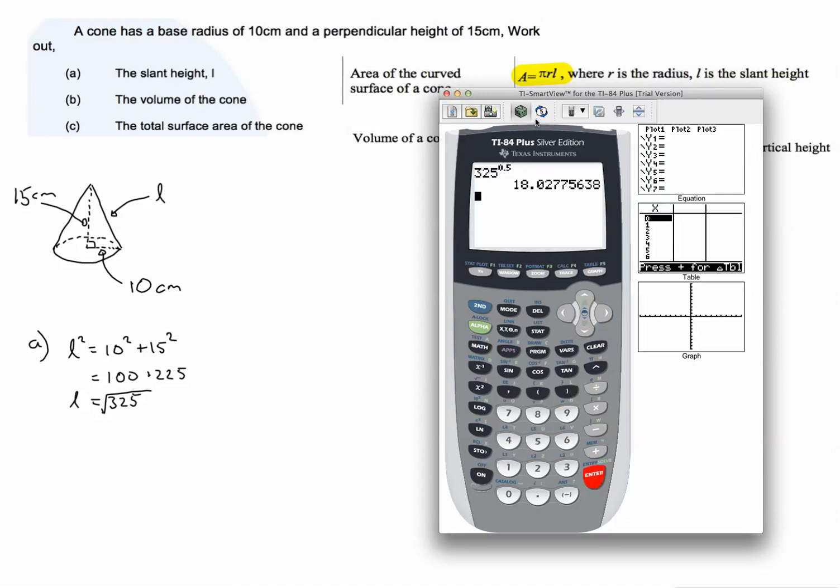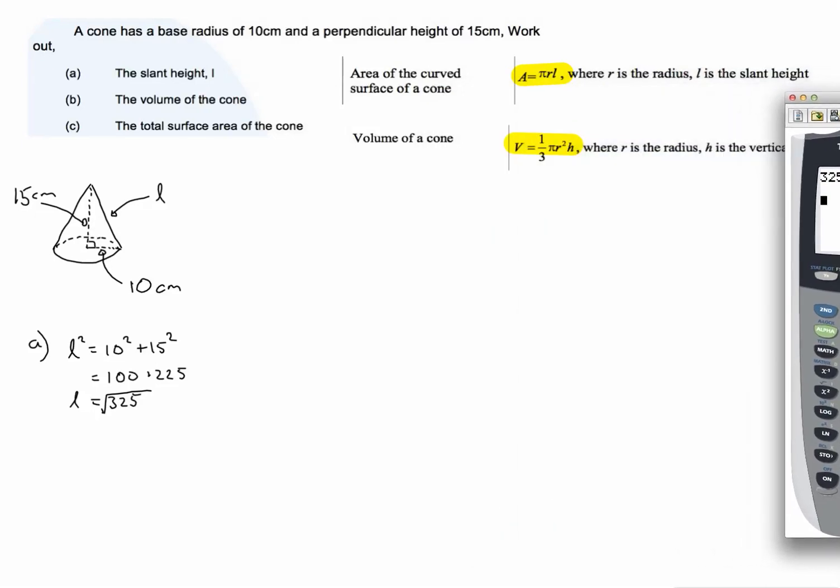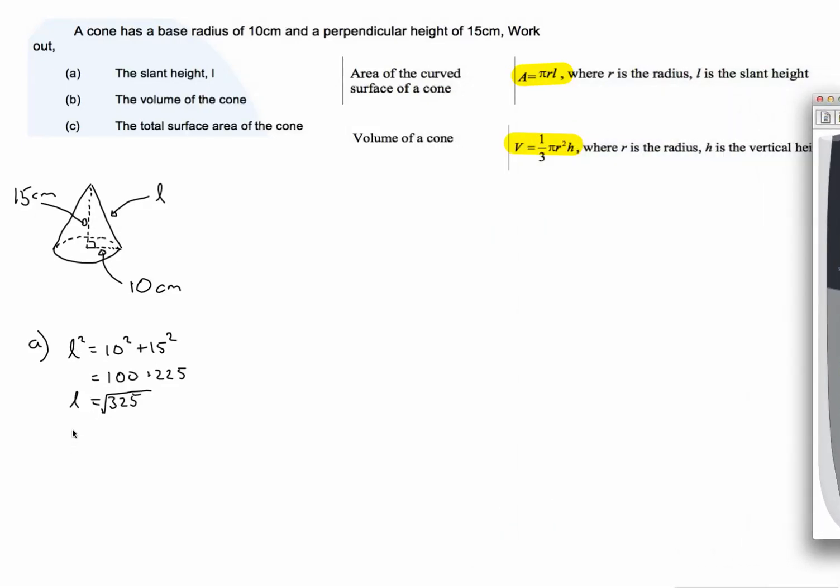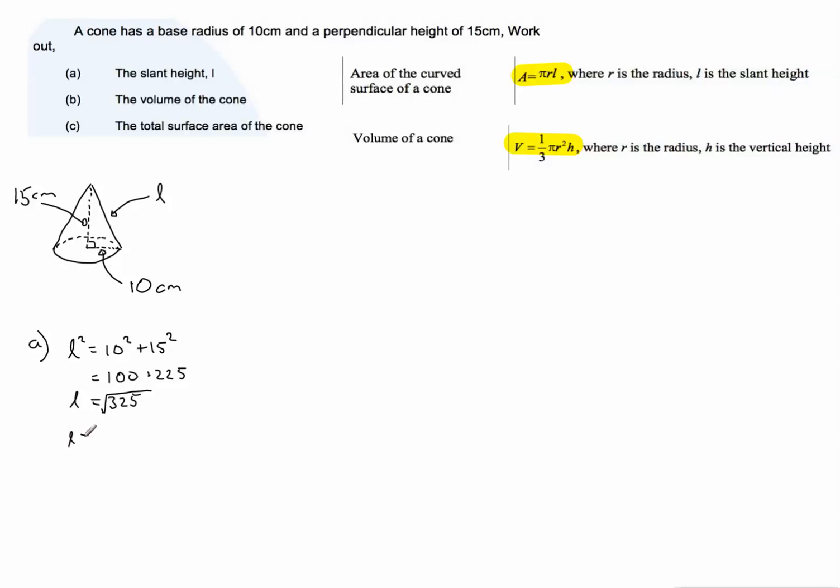Okay, so I've got my answer there. I got 18.02775638, and as we've done in previous examples, I'm going to suggest that you write the whole answer down, the whole calculator display. So I've got 18.02775638, and then I'll round it to three significant figures before I move on. So that's going to be 18.0 to three significant figures, and not forgetting the units, centimeters.